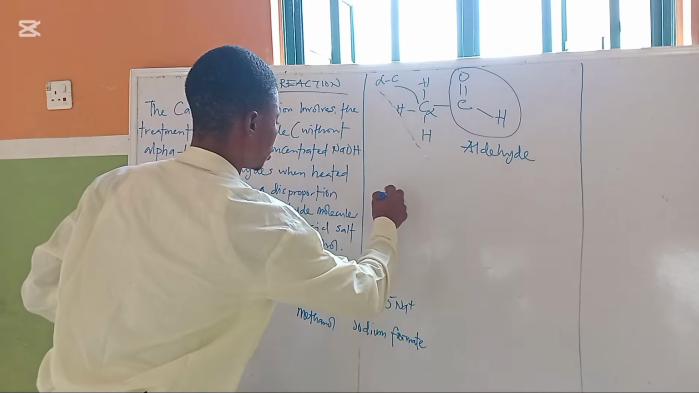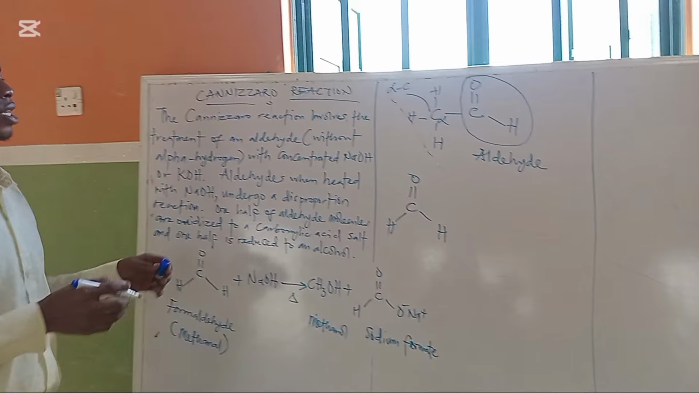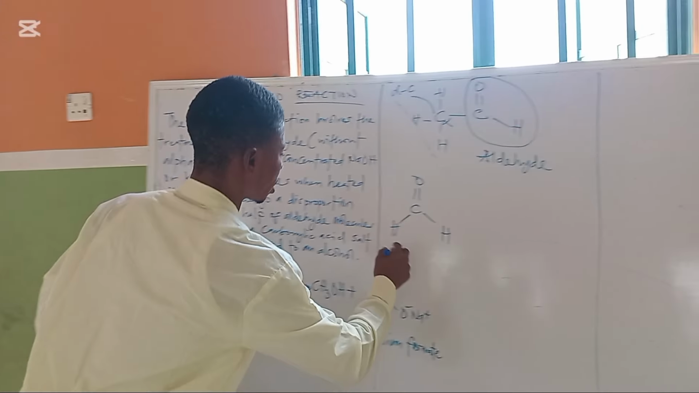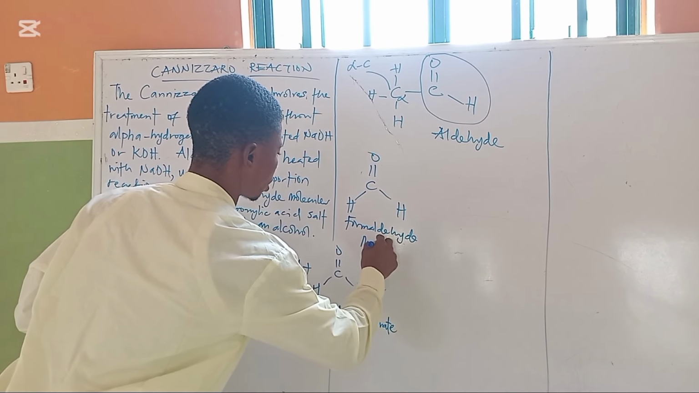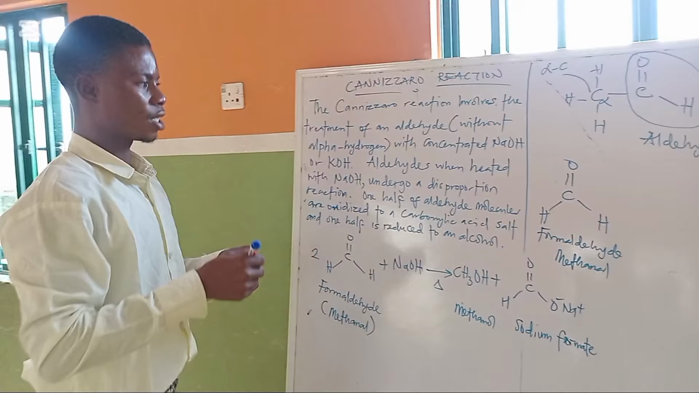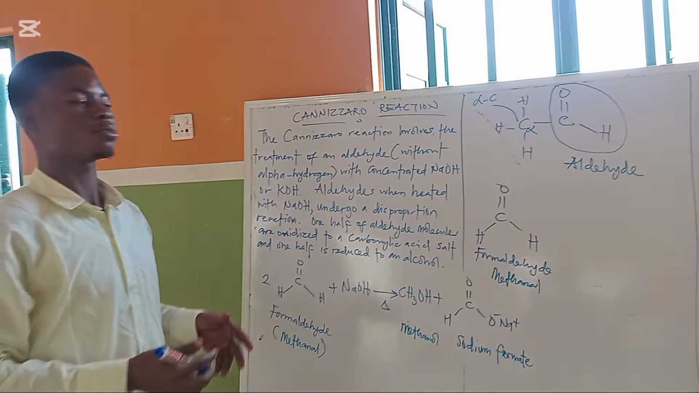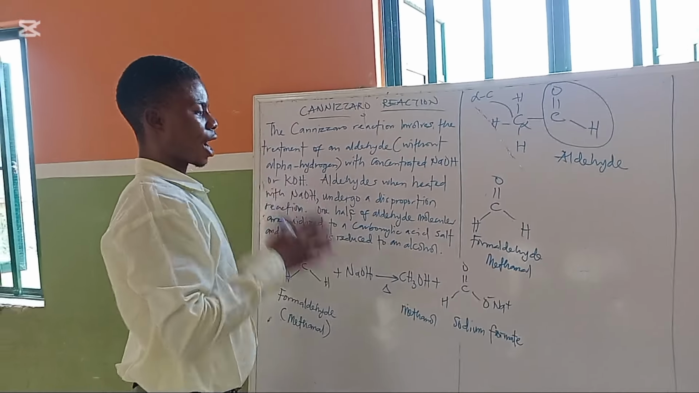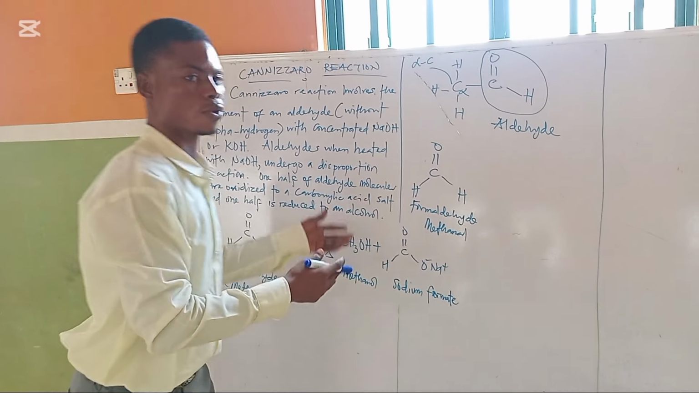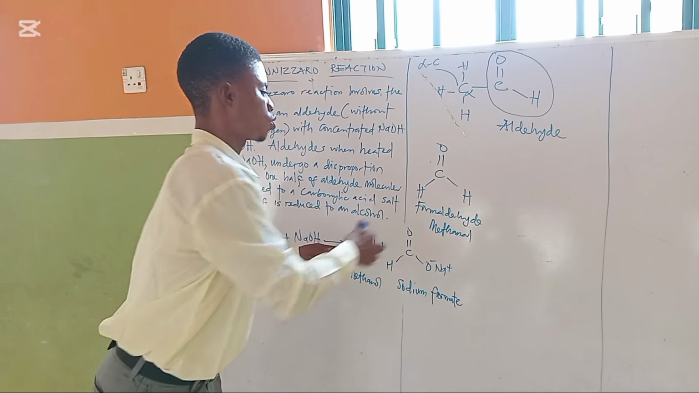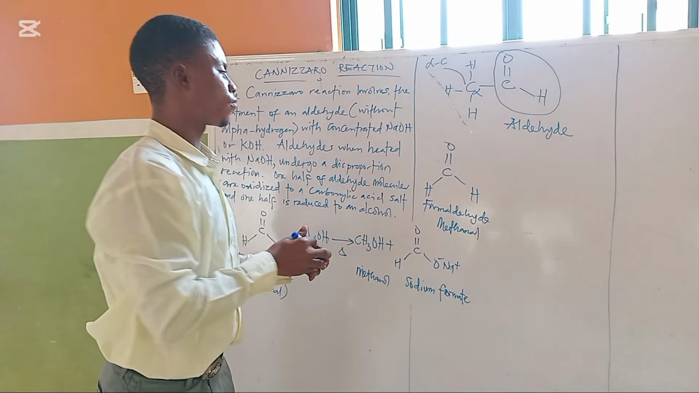So we have formaldehyde, which is CH double bond O. This is formaldehyde, or we can call it methanal. It is a good reagent that we can use in the Cannizzaro reaction because it lacks an alpha hydrogen. Because this carbon here is the functional group itself, and we don't have any other carbon that is attached to a functional group. We only have the carbon of the functional group itself.